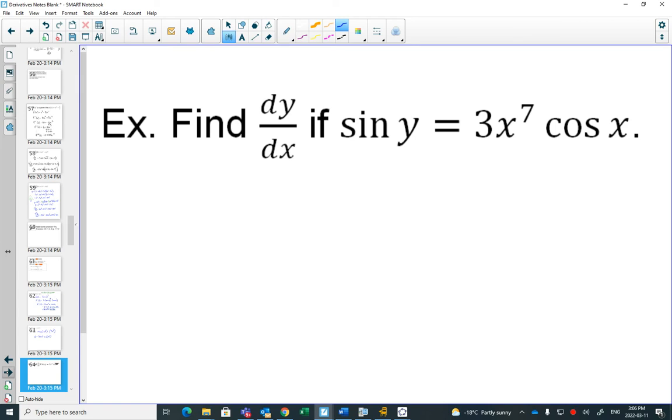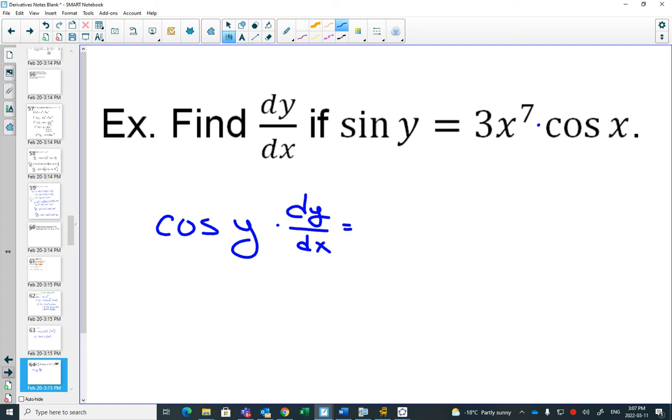So here we have our product rule. And on the left side, we have implicit differentiation, which is a chain rule. How do you do implicit differentiation? So we take the derivative of both sides. The derivative of sine y, the y is inside of sine. So how do you do it? That's a chain rule. The derivative of sine is cos. Keep the inside the same. Multiply by the derivative of the inside, which is your derivative.